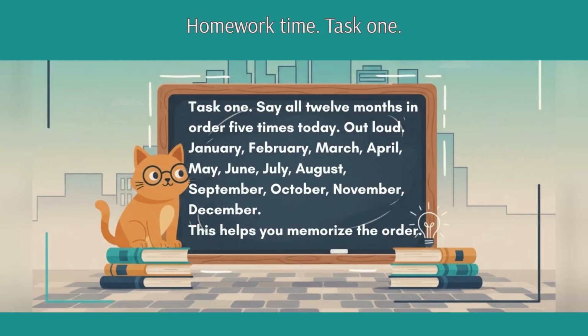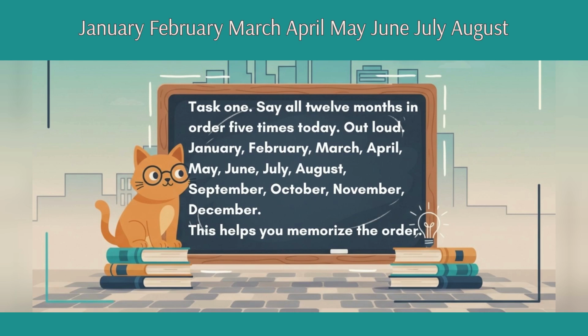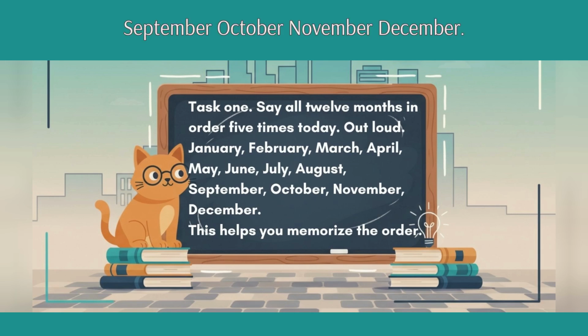Homework time. Task 1: Say all 12 months in order 5 times today, out loud. January, February, March, April, May, June, July, August, September, October, November, December. This helps you memorize the order.